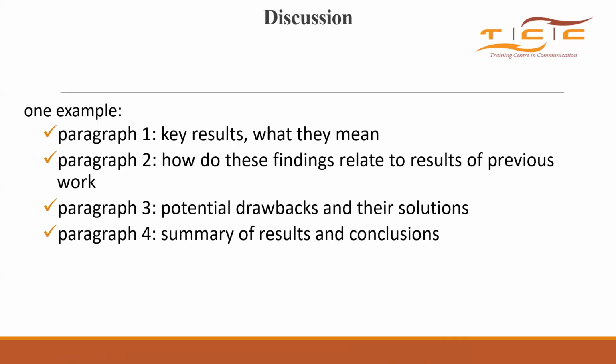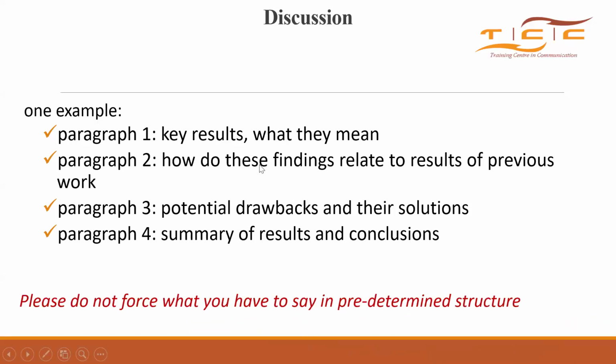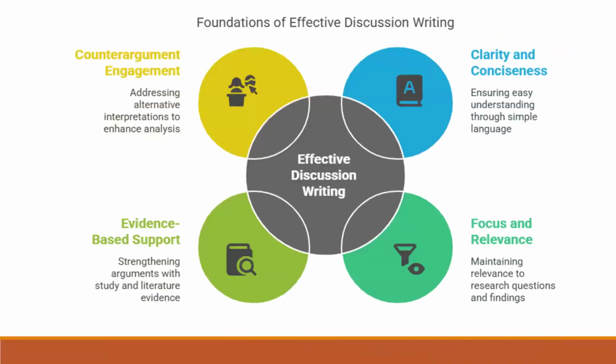Then paragraph 3 could be potential drawbacks and their solutions, and paragraph 4 should be a summary of results and conclusions. In some cases, some journals will require you to put the summary of results, basically conclusions and recommendations, in a distinct section of the paper, separate from results and discussion, so that you don't mix it in the discussion section.